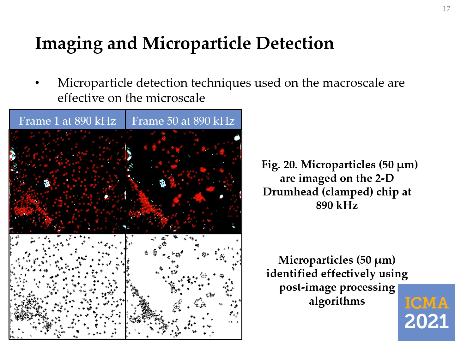Now I'm going to talk about the imaging and microparticle detection part of our research. Microparticle detection techniques used on the macroscale are effective on the microscale. In this case, in figure 20, we can see that the microparticles, 50 micrometers, are imaged on the 2D drumhead clamp chip at 890 kilohertz. On the left, you can see frame 1, which is the beginning, before the note is played, and then frame 50, after the note has been played and is turned off.